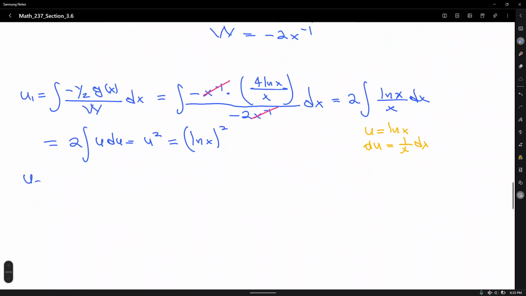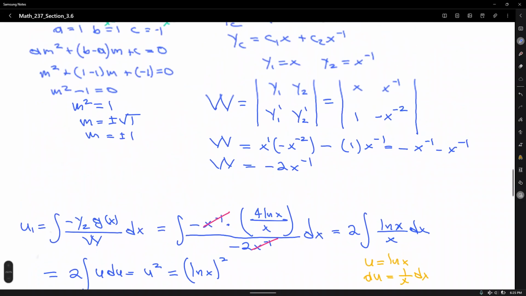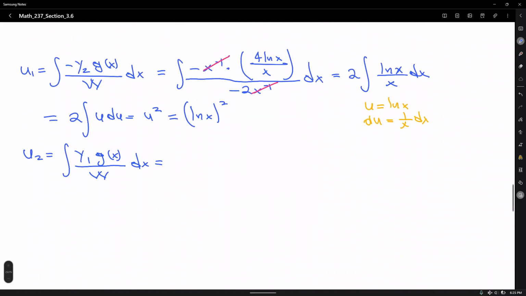What about our u2? u2 will be the integral of y1 g of x divided by w with respect to x, where y1, what's y1? Isn't that just x? Okay, that's the integral of x. The forcing function, again, it's the same. Okay, let me do this. 4 ln x over x, and divide by negative 2 x to the negative 1.